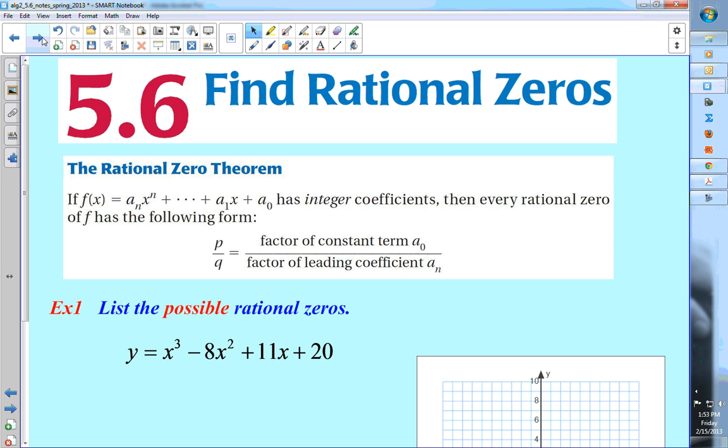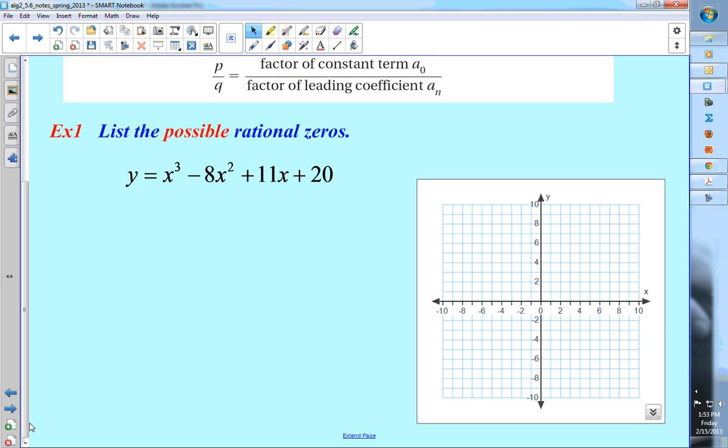Out of the way. Look at this polynomial function. How many zeros are there? 3. Does anyone not understand that there are 3 roots? Okay? What's the highest power on your variable? That's called the degree, right? The degree tells you how many roots there are. Now, again, there's 3 roots.